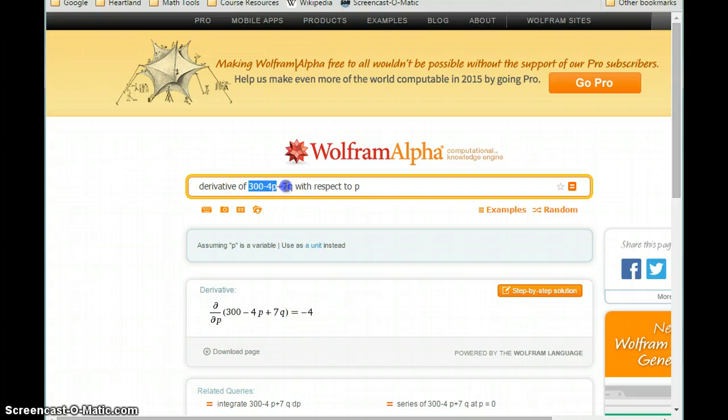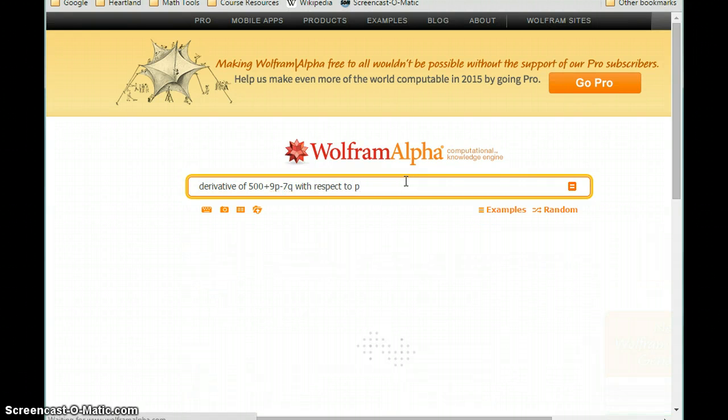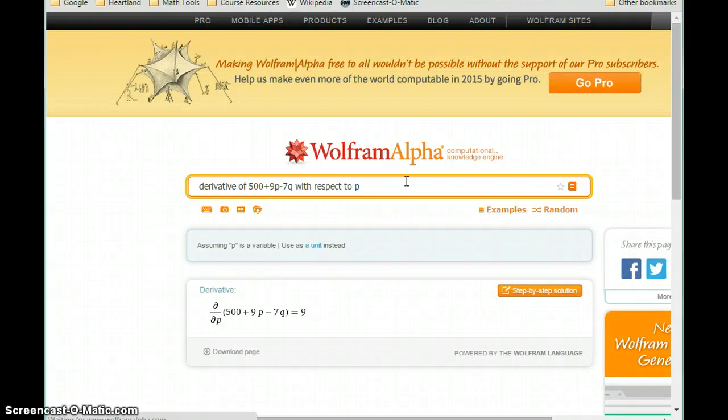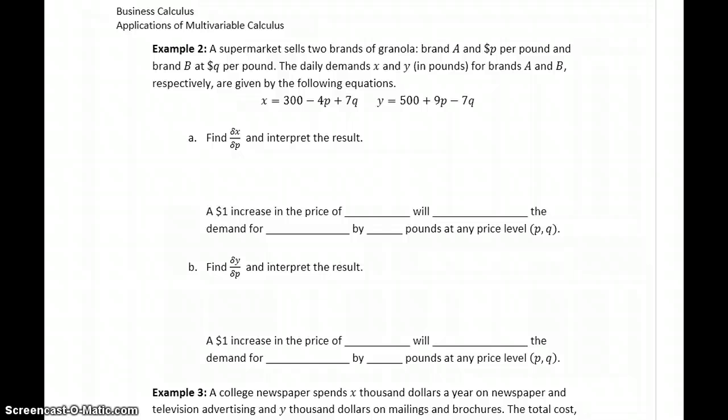So before we flip back, we'll go ahead and find the derivative of the other expression, y. So we also want, in part b, ∂y/∂p. So we want the derivative of the other equation, still with respect to p. And here we get a result of 9. So we found ∂x/∂p to be -4, ∂y/∂p to be +9.